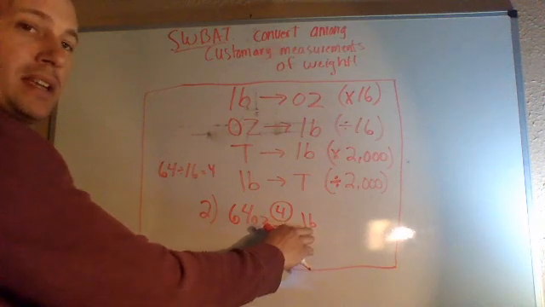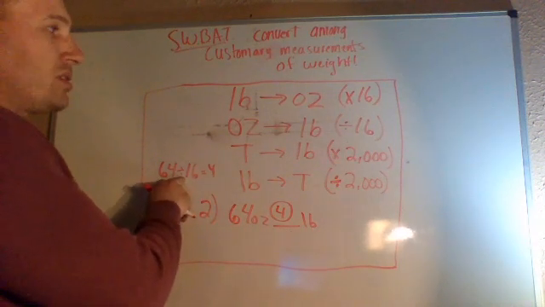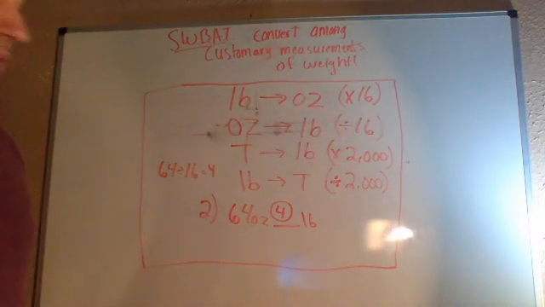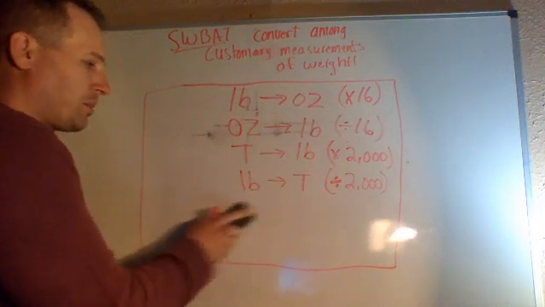Ounces was small. We're going to something big. So when we go from small to big, we have to divide. And the magic number up here was 16. So that's all you've got to do. It's just real easy conversions, just like the last one. So let's take a look at number 3.